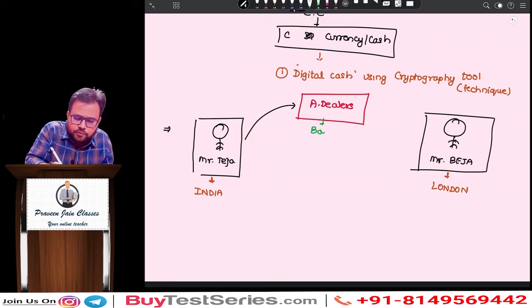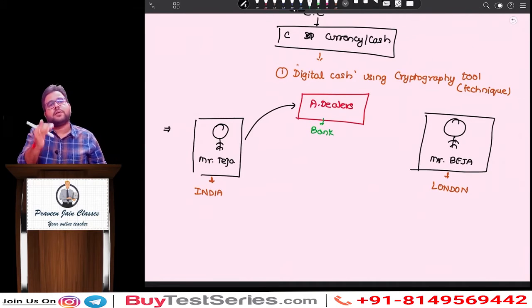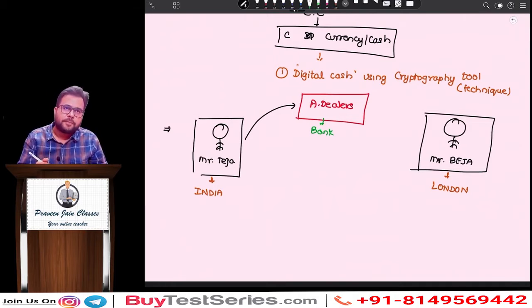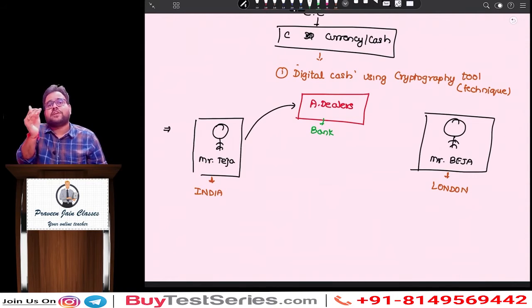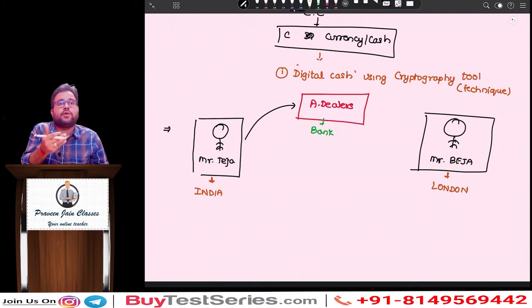Why am I using the words one of the authorized dealers? Because there are various other authorized dealers also. One of the authorized dealers is a bank. So you may also have your money changers. Even they come within the definition of authorized. Okay. So I don't want to teach you FEMA here. In simple language, let me come back. So here Mr. Teja wants to send money to Mr. Bheja. How will he do this, sir?